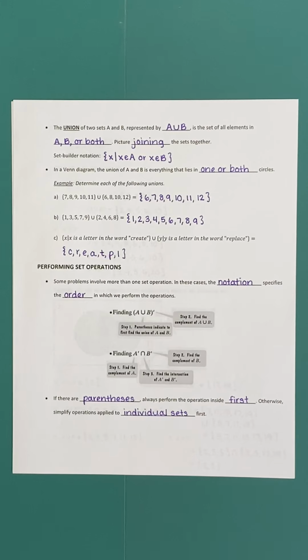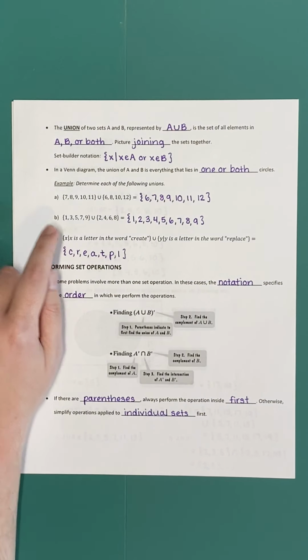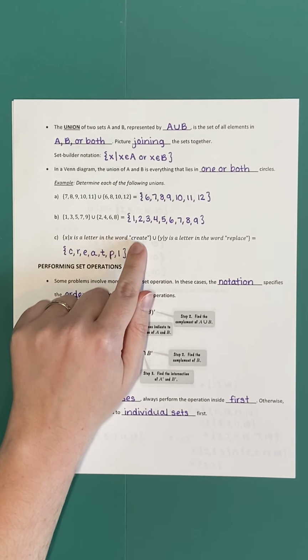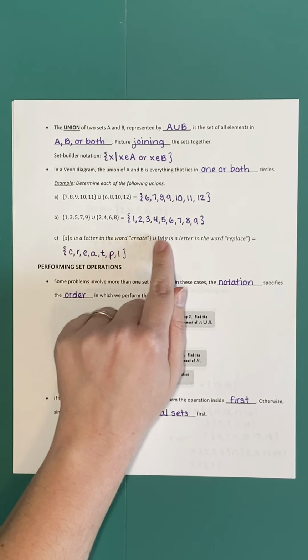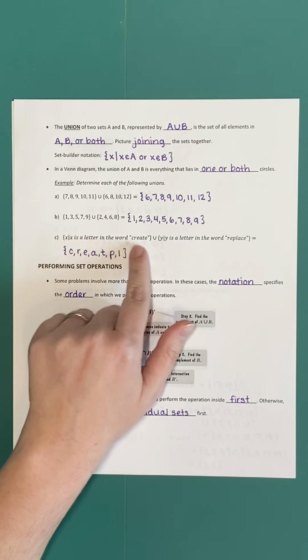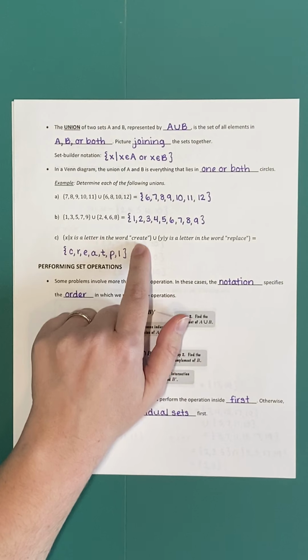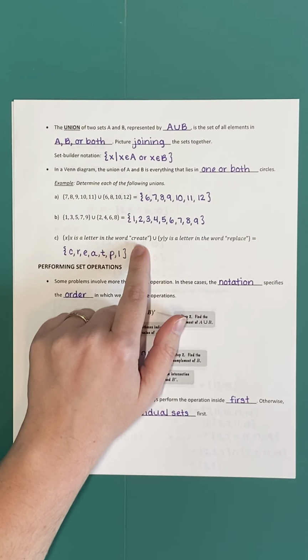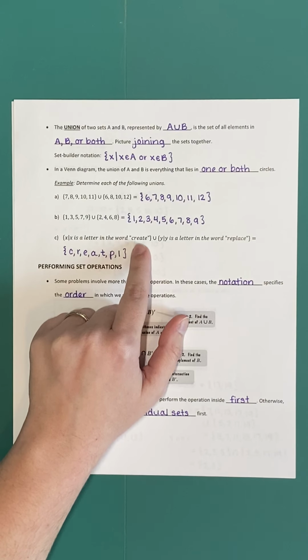Okay, and then the last pair, the ones we had in set builder notation, all X such that X is a letter in the word create, united with all Y such that Y is a letter in the word replace. So start with the first one here. You can put these in alphabetical order if you want. You can leave them in another order if you want, whatever seems easiest to you. Once you do it, you could then rearrange them and put them in alphabetical order if you want.